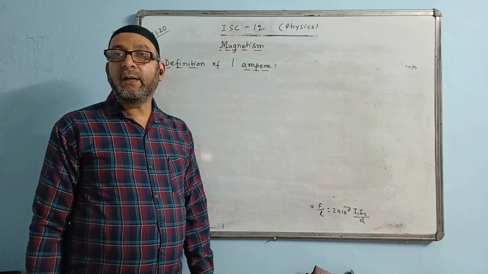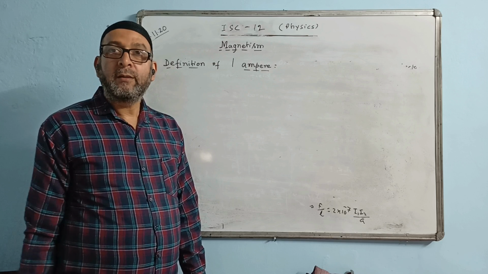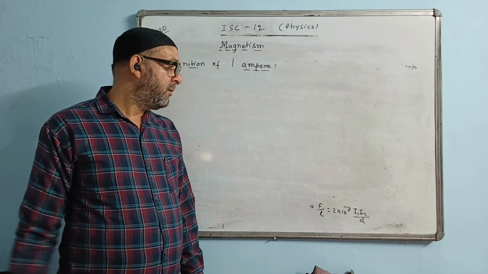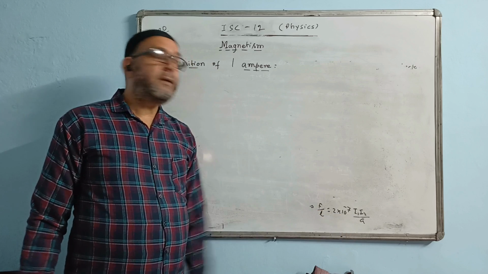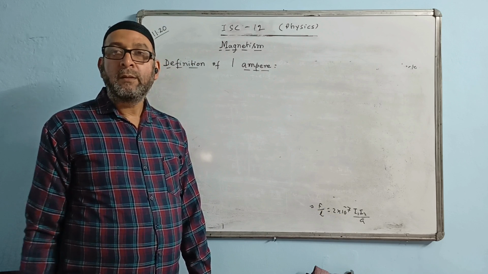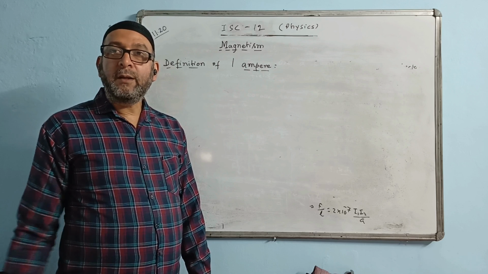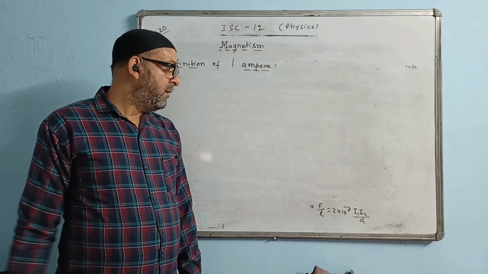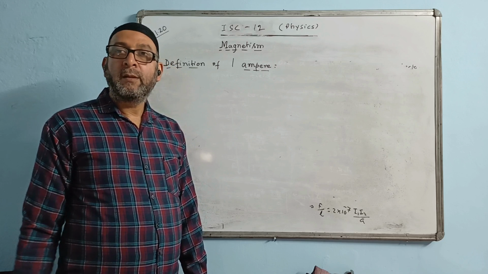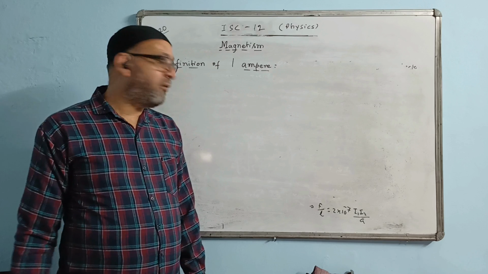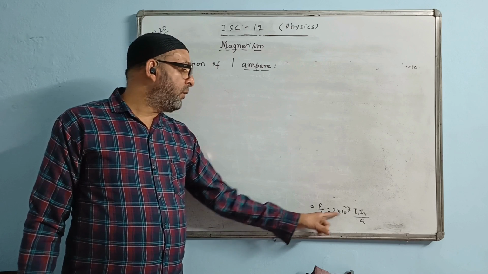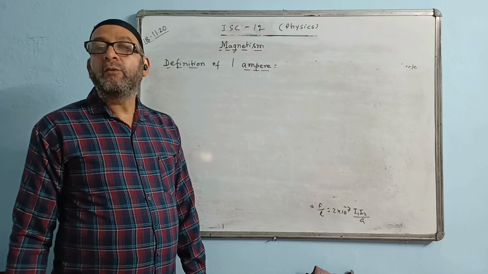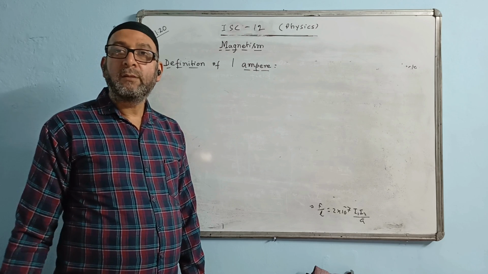Definition of 1 ampere. It is the steady current flowing through two parallel wires 1 meter apart in air, which causes each of the wires to experience a magnetic force of 2 into 10 to the power of minus 7 Newton per meter length of the wire.